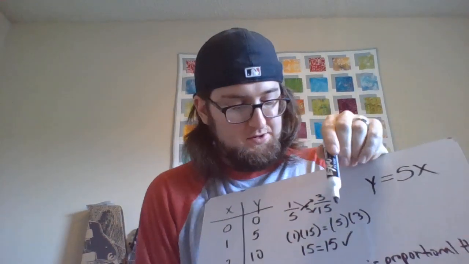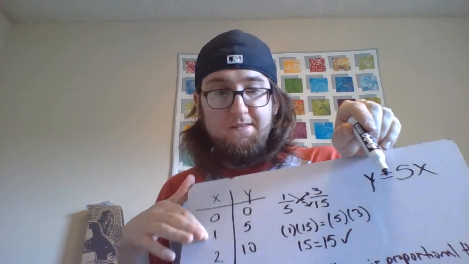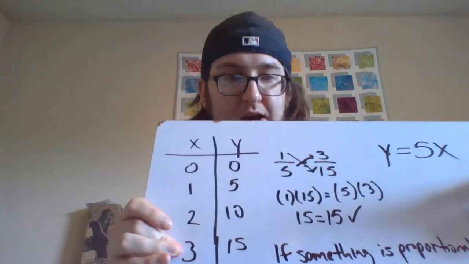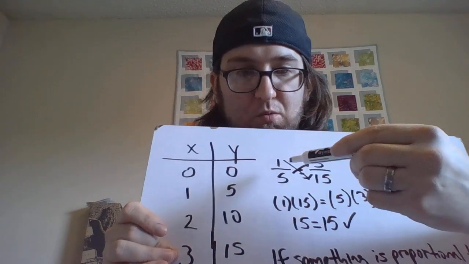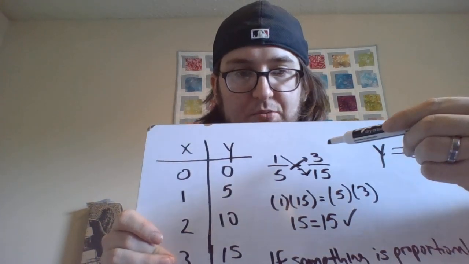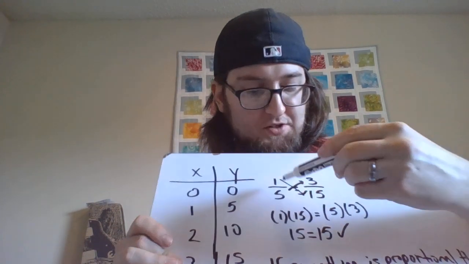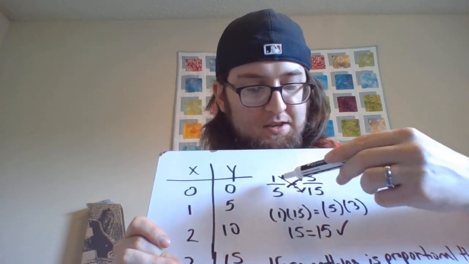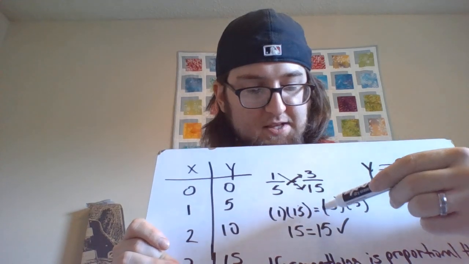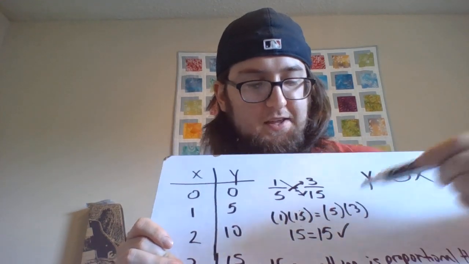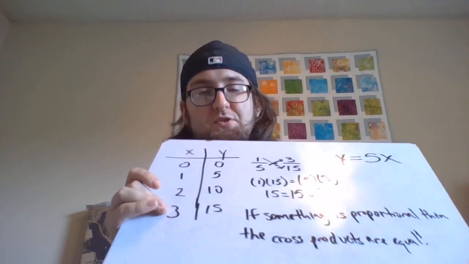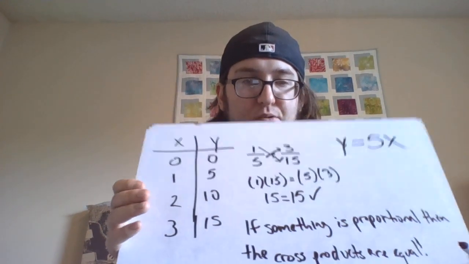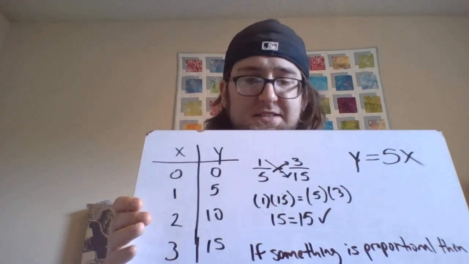So I just picked a random one. I said 1 and 5 and 3 and 15. So I put the x over the y. So I've got 1 over 5 is equal to 3 over 15. And when you cross multiply that, 1 times 15 is equal to 15. 5 times 3 is equal to 15. 15 equals 15. So if something is proportional, then the cross products will always be equal. Okay, that's very important. That's the best way to test a table.